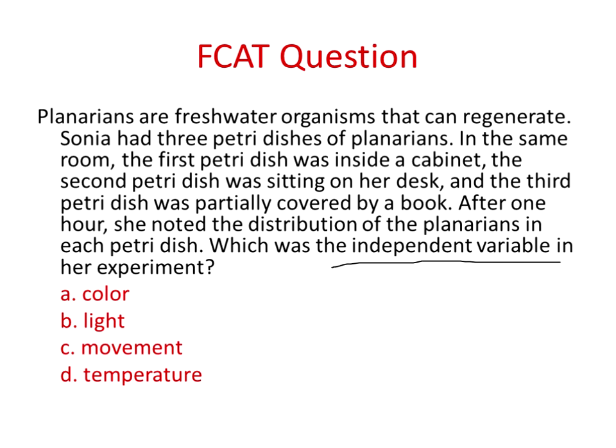Remember, she had three Petri dishes. One was inside a cabinet. That sounds pretty dark. One sitting on her desk. That sounds pretty light. The third one partially covered. That sounds like half and half. So that's the only difference, right? So that's the independent variable. The amount of light is the independent variable. So that's what she was looking for.